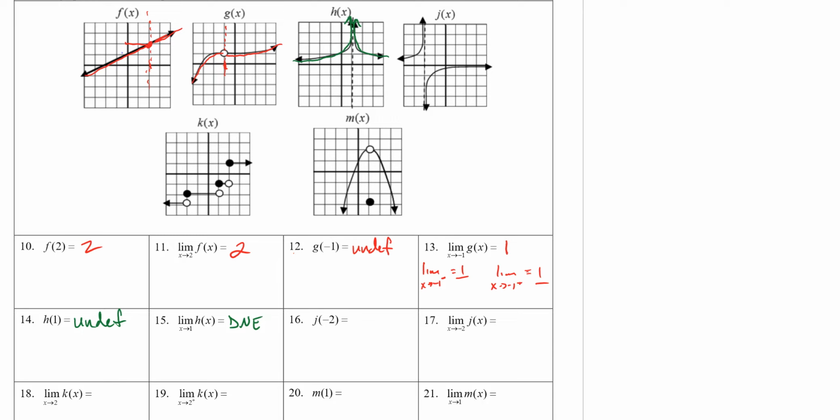16. j of -2, so I find my j function, find x equals -2, and when I look at the graph, I have another vertical asymptote, so my function is undefined. And once again, the limit of j at -2: the left side of -2 goes to positive infinity, the right side of -2 goes to negative infinity, so since the two sides don't match, the limit does not exist.